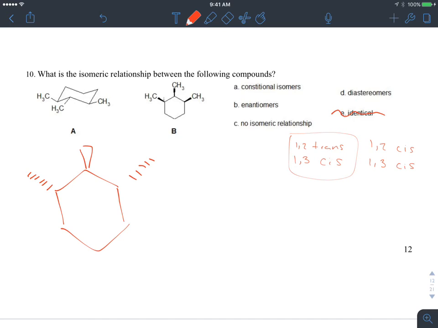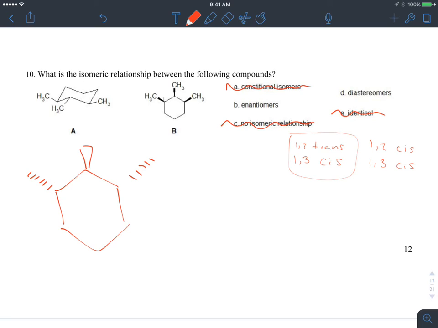Okay? And they have to have some sort of isomeric relationship because they have the chiral centers there. So even if they're not identical, they must have some sort of isomeric relationship. So we can cross that one out. They are not constitutional isomers because a constitutional isomer is the same molecular formula in a different arrangement, but in this case we have the same arrangement, we just have different stereoisomerism. So we can cross that one out as well.